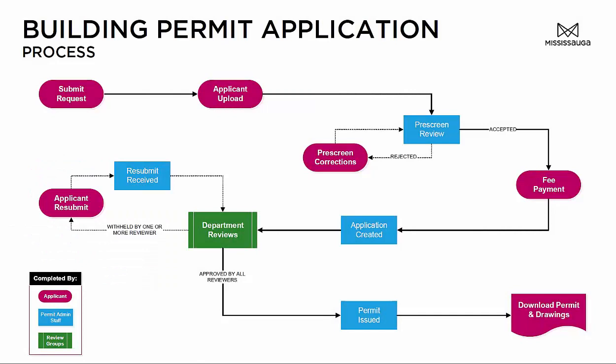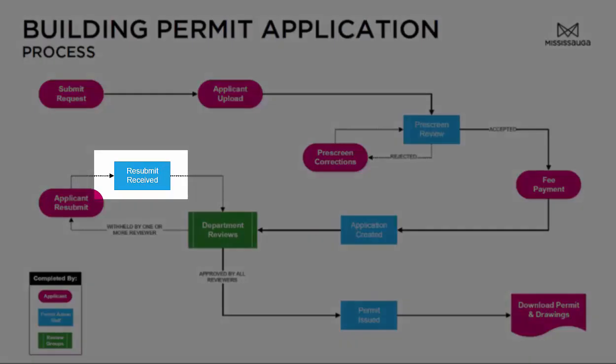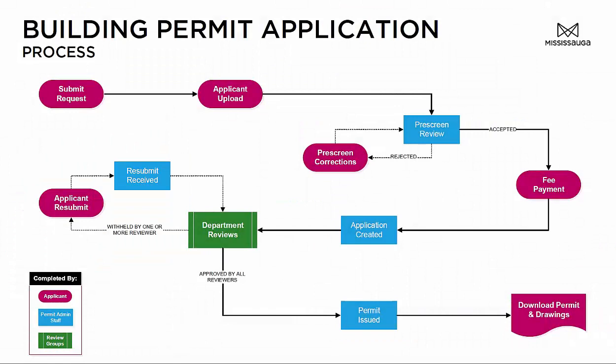The workflow will then move forward to resubmit received, where staff will assess the uploaded information to determine if it meets the resubmission criteria. If the resubmission is not acceptable, they will reject it back to the applicant with comments indicating what the issue was. If the resubmission is rejected, the applicant will get a specific email notifying them that their resubmission was not accepted. The applicant will then have to address the concern and complete their resubmit task again.